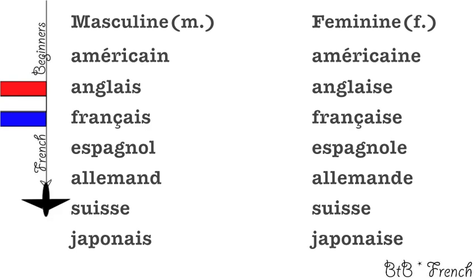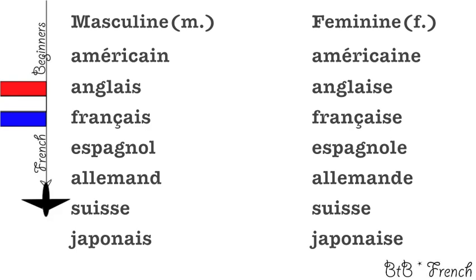The fourth word on the list means Spanish. Espagnol. Feminine form, espagnole. The fifth word on the list means German. Allemand. Feminine form, allemande.